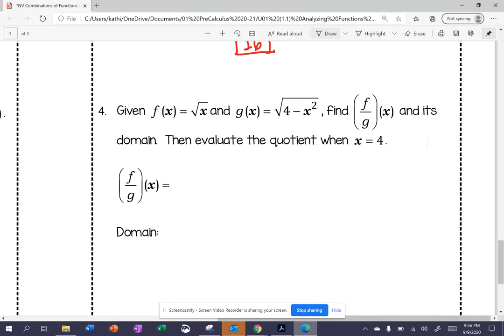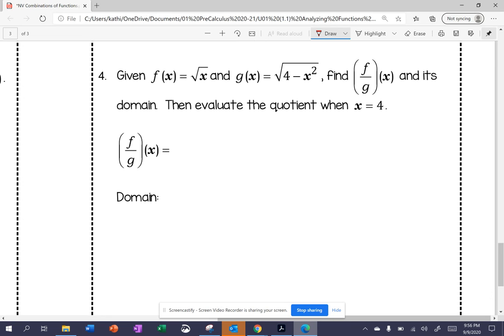Let's do division now, or quotient. Given f of x equals the square root of x, and g of x equals the square root of 4 minus x squared, find f divided by g of x and its domain, then evaluate the quotient when x equals 4. Okay, so let's start out with f divided by g. So f is the square root of x divided by g, which is the square root of 4 minus x squared.